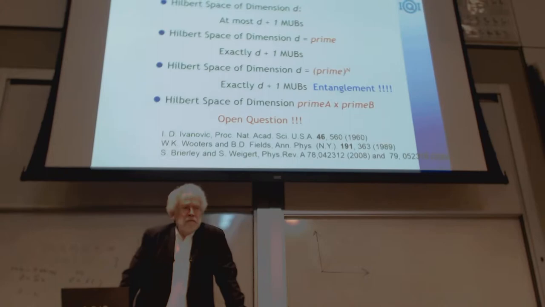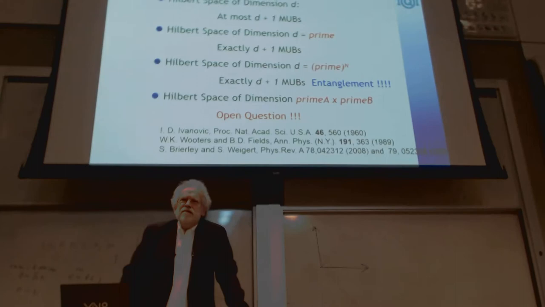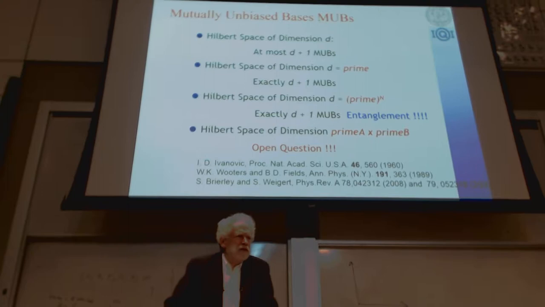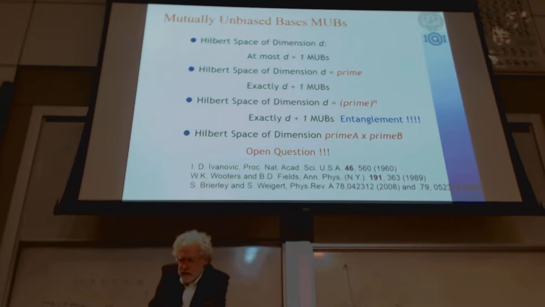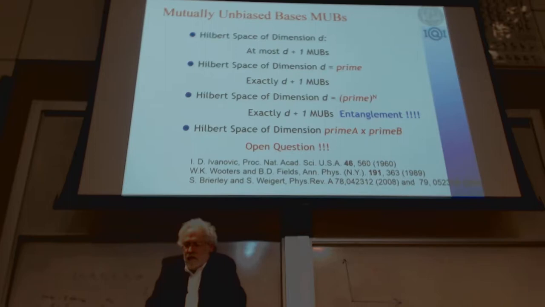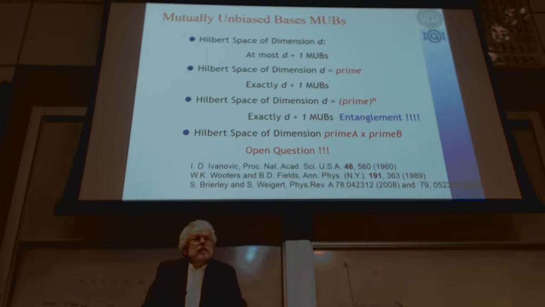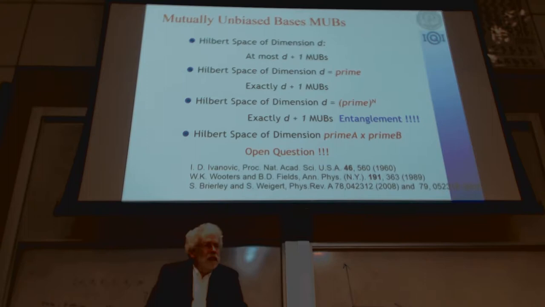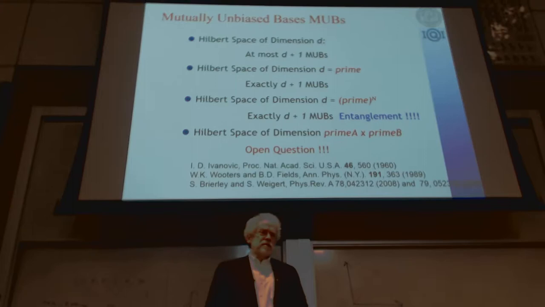And the point is, this is a very simple question where the answer is not known. Their answers are known for some cases by construction of the basis. Ivanovich showed that if the Hilbert space dimension d is a prime number, then there exist just d plus one mutually unbiased bases, and they are all of a very simple structure.